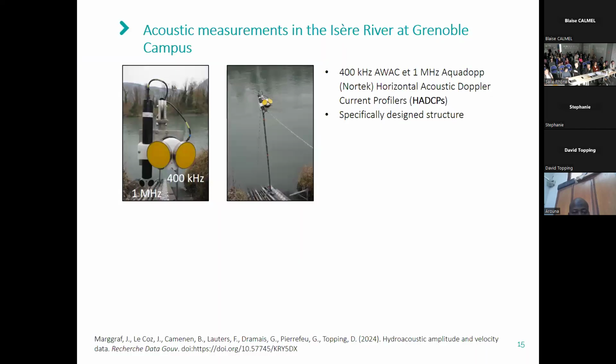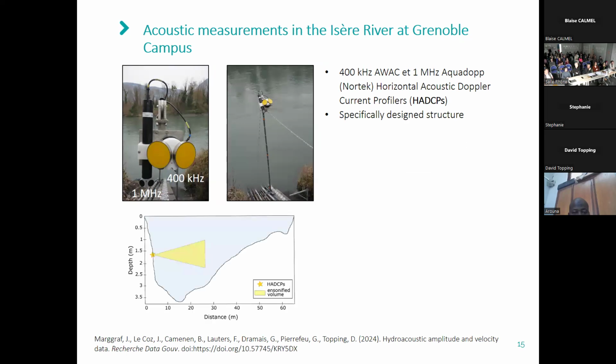First, for the acoustic measurements, we used a 400 kilohertz AWAC, as well as a 1 megahertz Aquadopp, which are horizontal acoustic Doppler current profilers, HADCPs, manufactured by Nortek. I decided to install them about 2 meters above the deepest point of the river cross-section, which is here the cableway cross-section, to avoid any interference of the acoustic beam with the riverbed.